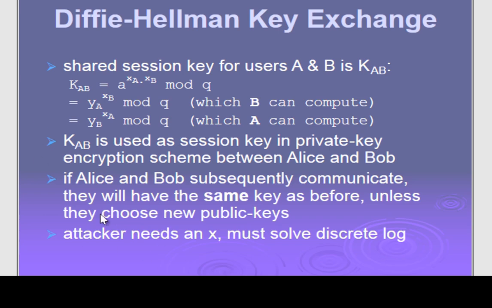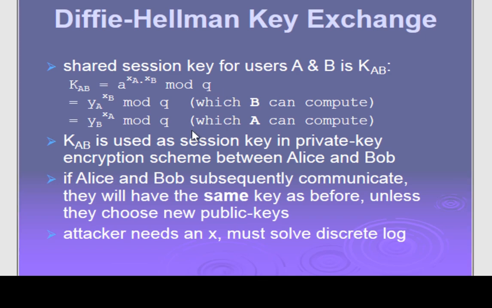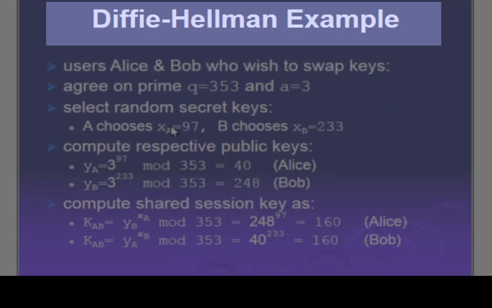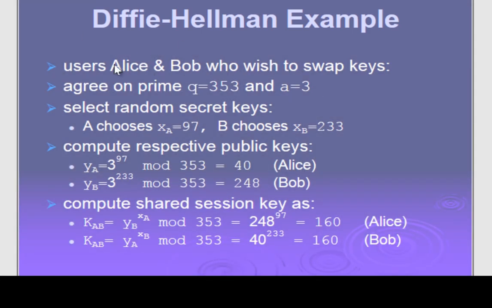Here, what the attacker needs is the value of X, that is the private key. If the attacker knows the X value, then he can decrypt the session key. So this is how the key is exchanged between any two participants. Now let us see a practical example of this Diffie-Hellman. User A, Alice, and Bob want to swap their keys, that is, they want to distribute the key between themselves.